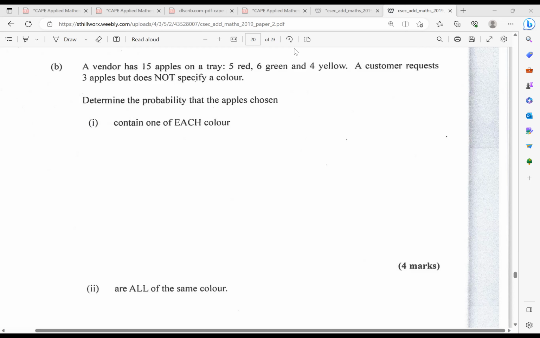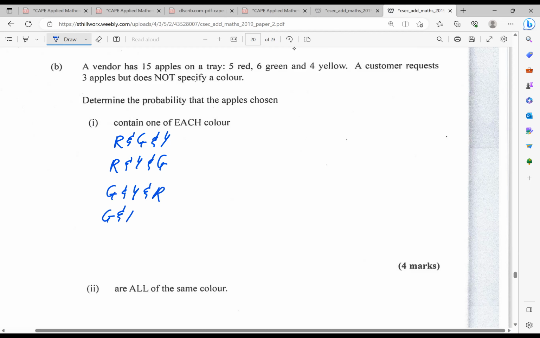So remember what I said, we could have, you're in your head, saying I could have red and green and yellow, or red and yellow and green, or green and yellow and red, or green and red and yellow. Now, if you know permutations and combinations, you can use that as well. If you don't, which chances are you may not, that's fine. Just write it out, right?